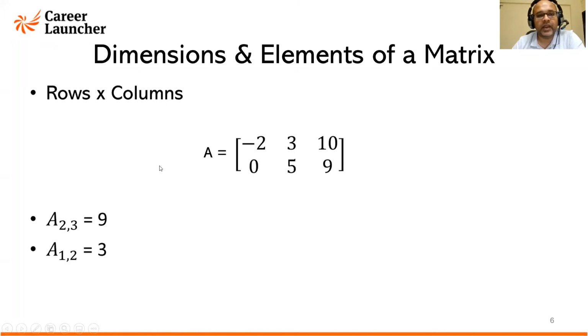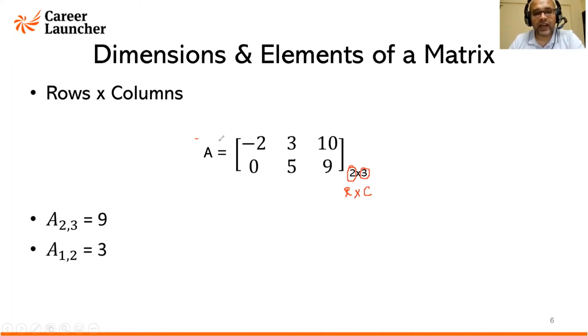So I have an example here, a matrix, which is -2, 3, 10, 0, 5, 9. As you can see, the matrix is represented by a capital letter A in this case. Usually matrices are represented by capital alphabets. And the dimension of a matrix is nothing but the number of rows and the number of columns written on the right hand side bottom outside the bracket. So the number of rows comes first, by or cross, the number of columns comes second.